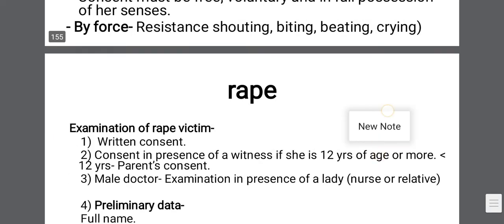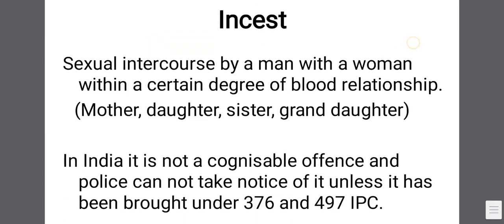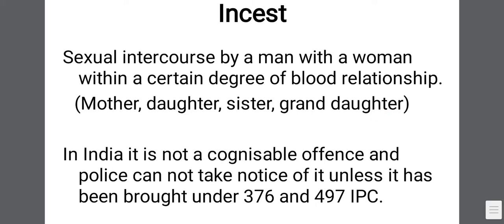Now we'll see another 2-mark question, that is incest. So what is incest? Incest is sexual intercourse by a man with a woman within a certain degree of blood relationship. So the person has performed rape with either his mother, daughter, sister or granddaughter. If it has been done in a very close relation or a certain degree of blood relationship, that type of sexual offense is called incest.